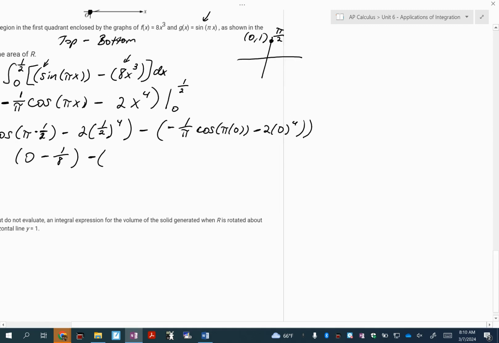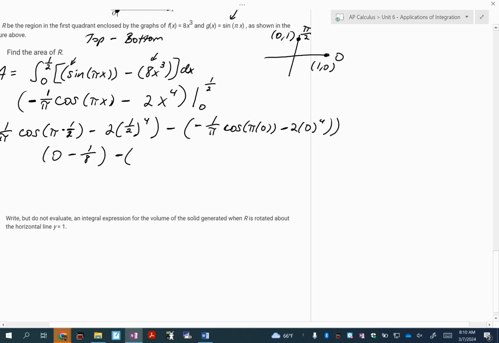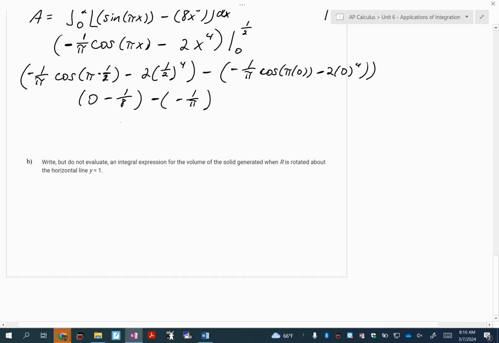Minus, this one I'm doing the cosine of pi times 0, which is cosine of 0. The ordered pair for that is 1, 0. The cosine of 0 is 1. 1 times negative 1 over pi is negative 1 over pi. And then 0 to the 4th power, all that's just 0. All right, so if I clean this up, I get negative 1/8 plus 1 over pi, which you can leave as your solution for the area of that region R. So this is going to be my area.